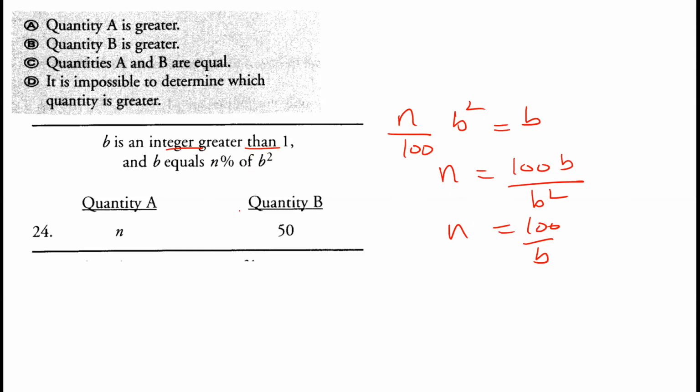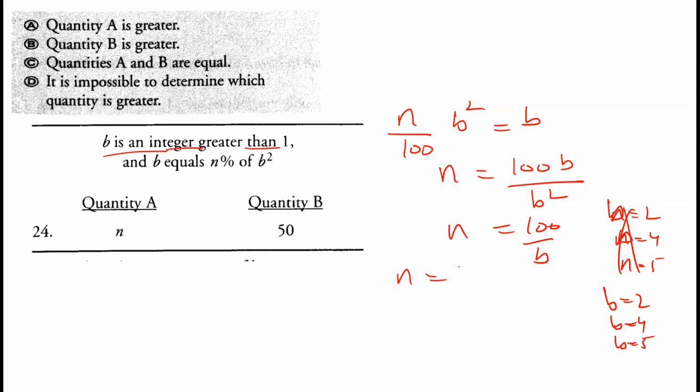Now quantity B is 50 and quantity A is n. Now the problem is that B is an integer greater than 1. So B can be 2, B can be 4, and B can be 5.